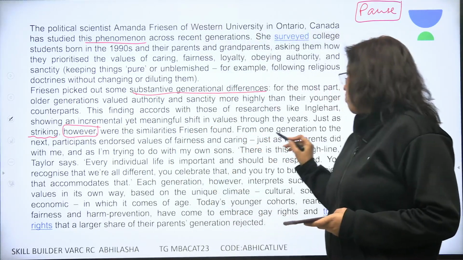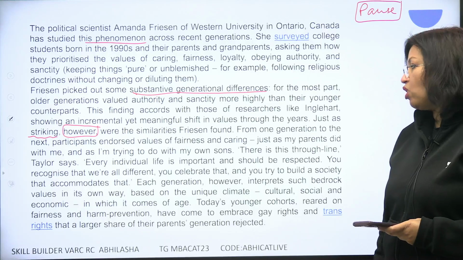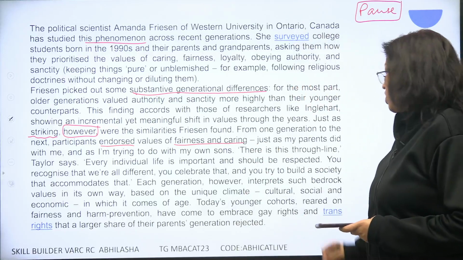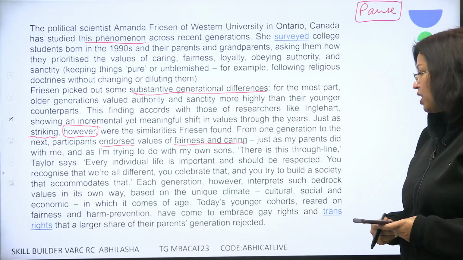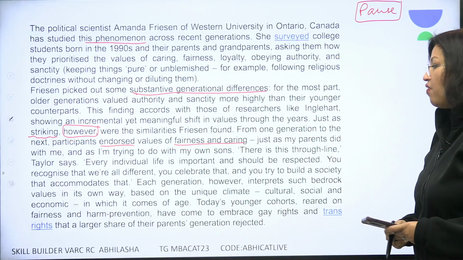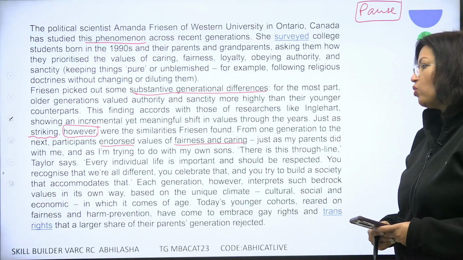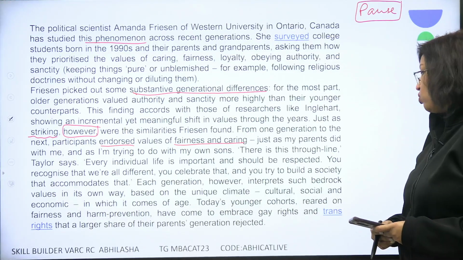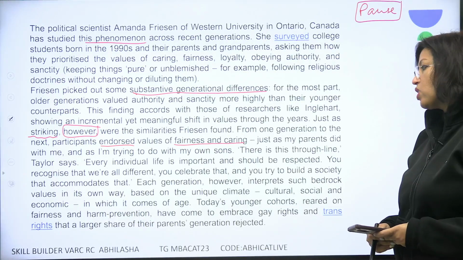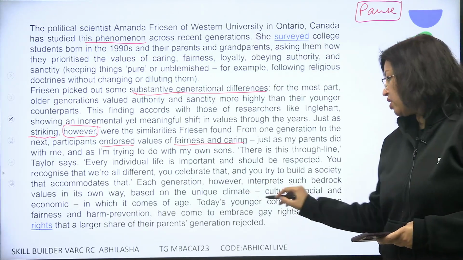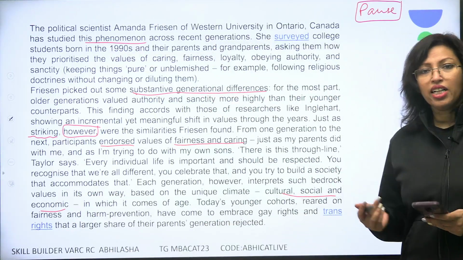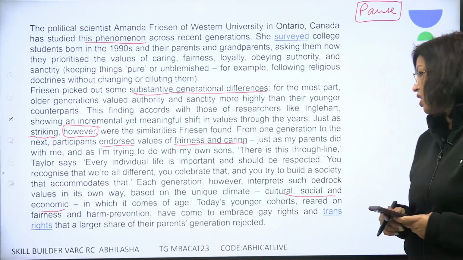From one generation to the next, participants endorsed values of fairness and caring. So they said, oh, we must be fair and we must care, just as my parents did with me and I'm trying to do with my own sons. There is this through line. So it is going through the generations. Taylor says, every individual life is important and should be respected. You recognize that we're all different. You celebrate that and you try to build a society that accommodates that. Each generation, however, interprets such bedrock values in its own ways, based on the unique climate, cultural, social, and economic in which it comes of age. So all generations are treating them differently, but the values remain the same.